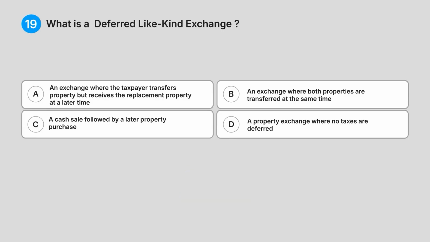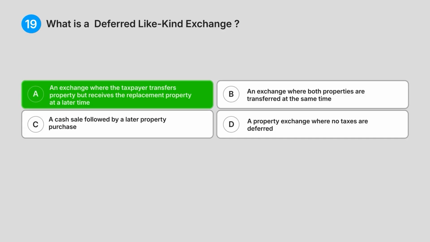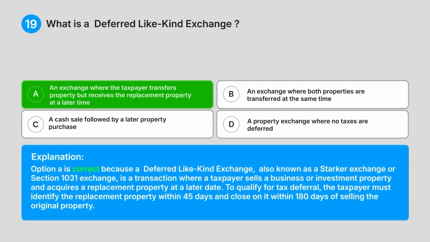Correct answer: A. An exchange where the taxpayer transfers property but receives the replacement property at a later time. Explanation. Option A is correct because a deferred like-kind exchange, also known as a Starker exchange or Section 1031 exchange, is a transaction where a taxpayer sells a business or investment property and acquires a replacement property at a later date. To qualify for tax deferral, the taxpayer must identify the replacement property within 45 days and close on it within 180 days of selling the original property.